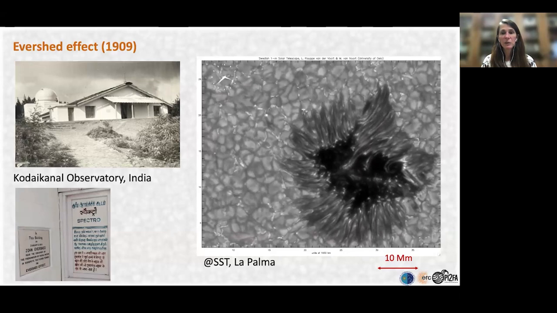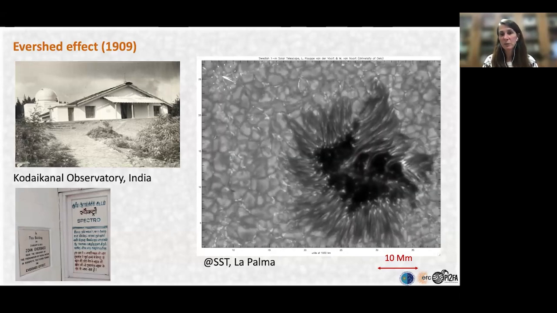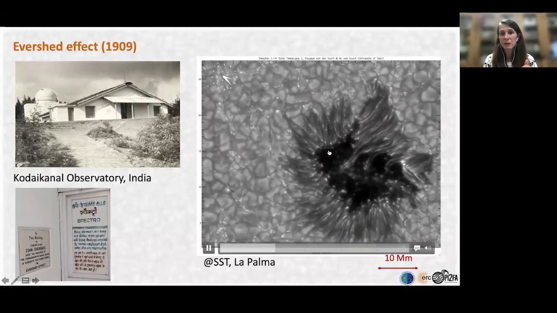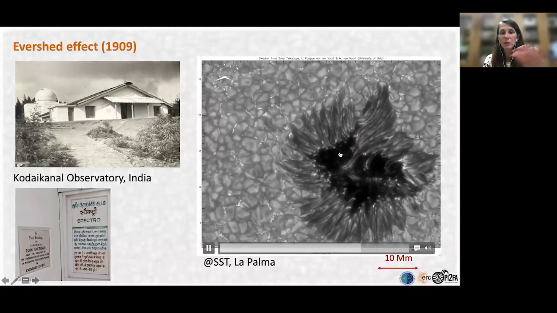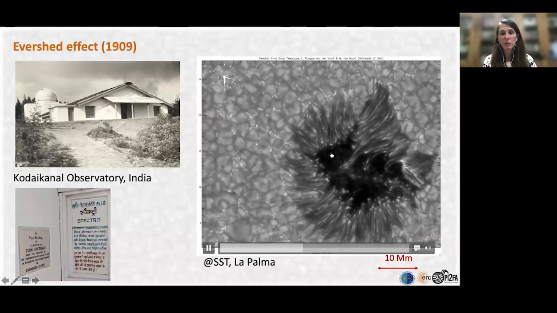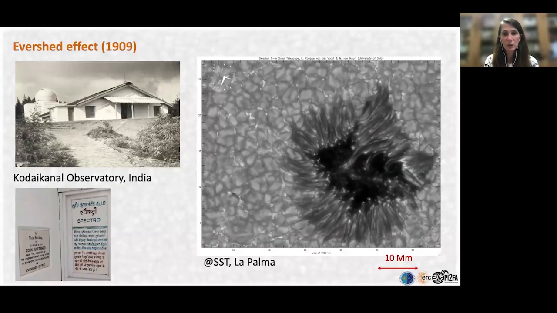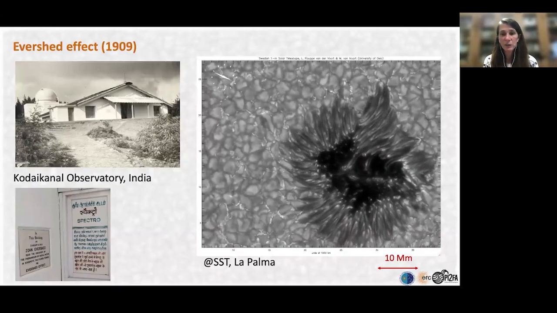And the reason for this motion is believed to be a siphon effect. So these are differences in pressure between this dark region, the umbra, and the outside, and it produces this kind of motion. So these are observations which are almost 100 years old. But we wanted to revisit this.